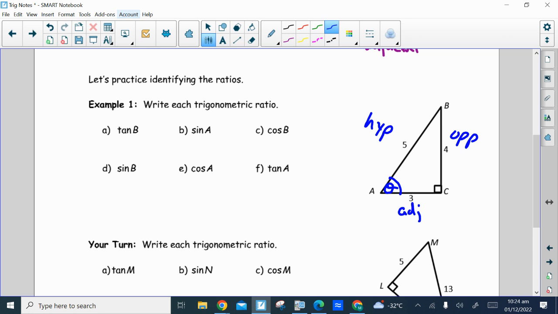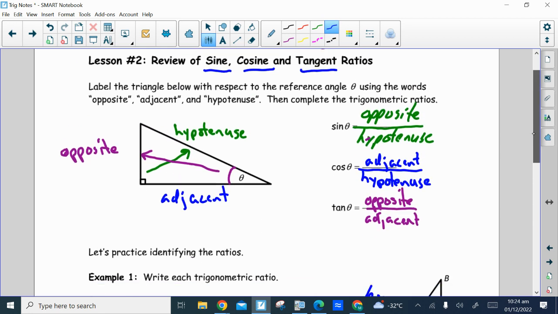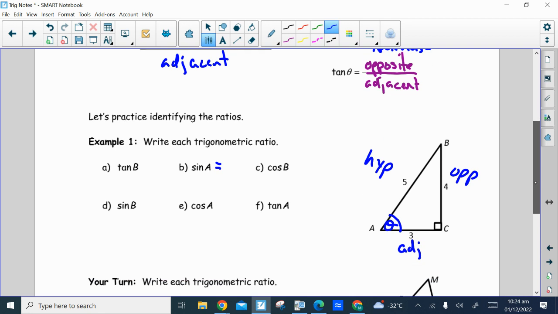Okay, so from angle A, we've labeled our sides, so now we can write our ratio. Sine is opposite over hypotenuse. That's what SOHCAHTOA tells us. That's what we have written above. Sine is opposite over hypotenuse. So from angle A, the opposite side is 4, the hypotenuse is 5. That's the definition of the sine of angle A, the value of the sine of angle A.